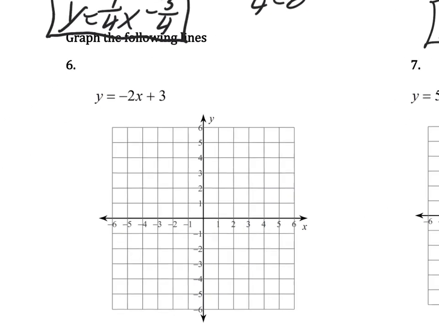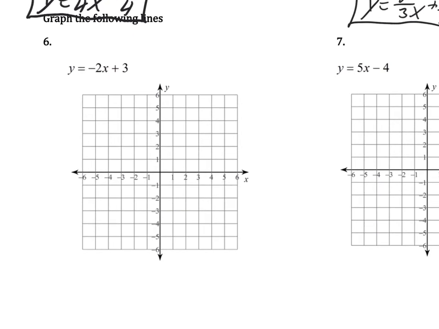The next problem, it says just graph the following line. We all know this. Very first point that we should always put is our y-intercept. So it says here my y-intercept is 3. I'm going to count up 1, 2, 3, put a dot right there. Then I'm looking at my slope. It is -2. That means that I'm going to go down 2, to the right 1. So down 1, 2 over 1, down 1, 2 over 1.